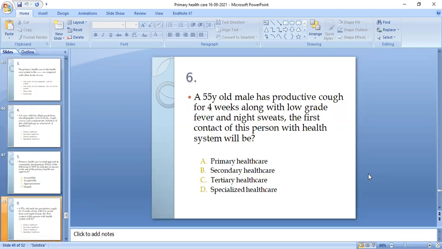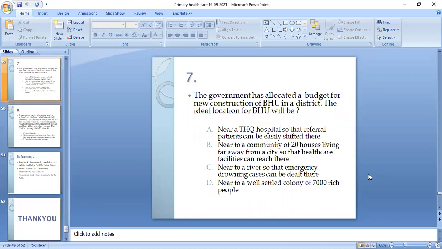A 55-year-old male has productive cough for 4 weeks along with low-grade fever and night sweats. The first contact of this person with health system will be whether it is primary healthcare, secondary healthcare, tertiary healthcare, or specialized healthcare. A. Primary healthcare. A is the correct option.